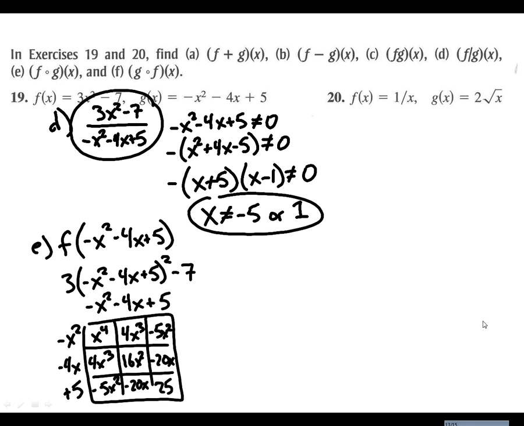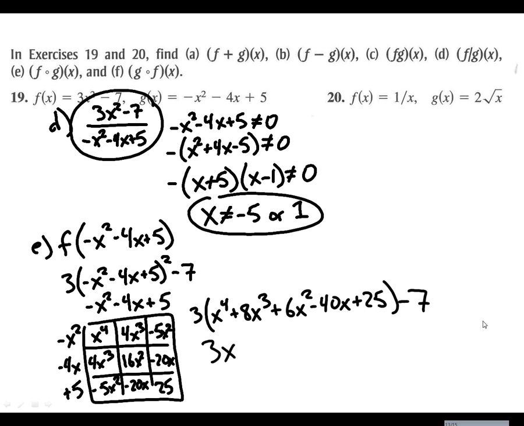Alright, so we've got 3x to the 4th plus 8x cubed plus 6x squared minus 40x plus 25 minus 7. If you made it through all that, good job. Let's just clean this up to finish. 3x to the 4th plus 24x cubed plus 18x squared minus 120x. 3 times 25 is 75. If I subtract the 7, I get plus 68.